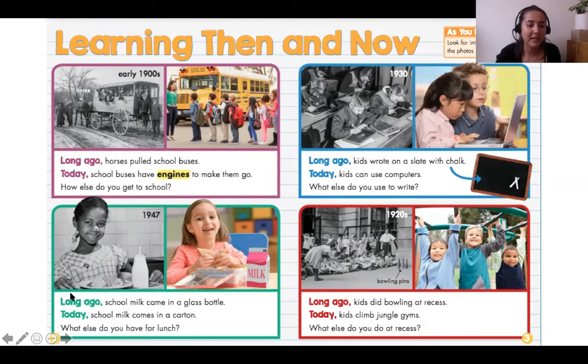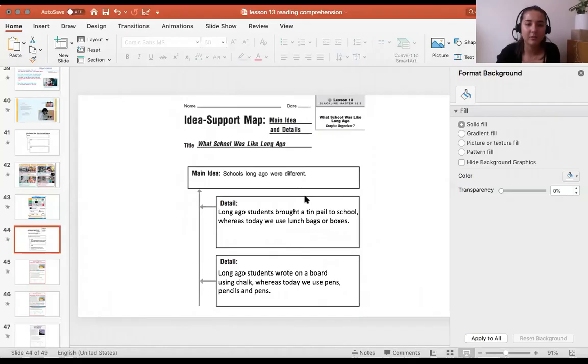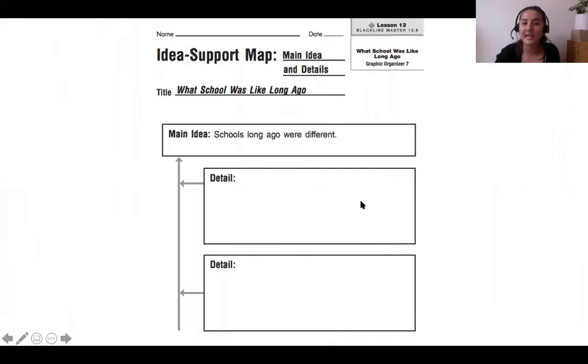Okay, guys, so the last thing we're going to do today is we're going to fill in this main idea and details graphic organizer, and then I'm going to give you your homework. So have a look here. The title is What School Was Like Long Ago. The main idea has been done for us. Schools long ago were different. Who can give me some details to explain how schools long ago were different based off what we have just read? What are some of the things that you can remember to explain how school is different?